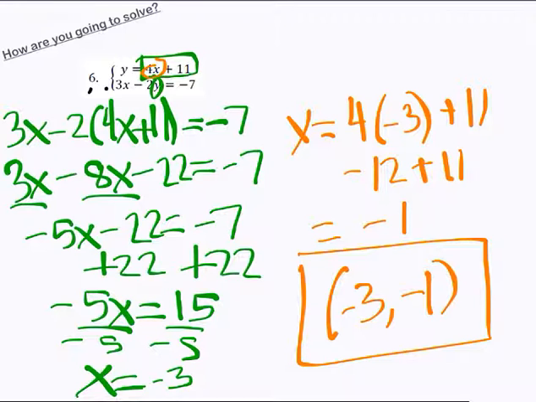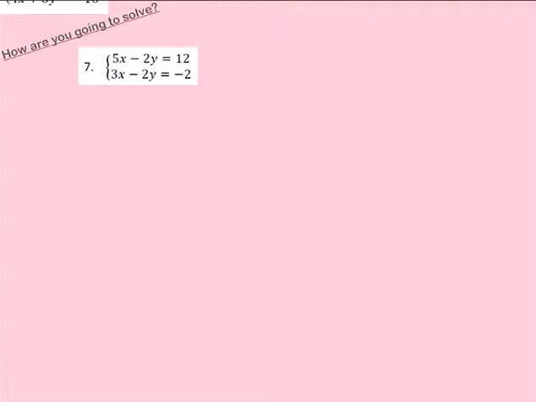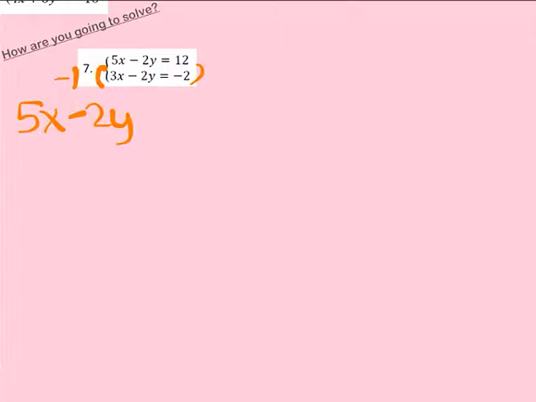Okay? Moving forward, let's take a look at number 7. I see on number 7 that I have things in standard form and that I have the same number with opposite signs. So to me, what I would want to do here is use elimination, but I need to make them opposite. So I'm going to take maybe just this bottom one and multiply it by a -1. So that's going to become 5x minus 2y is equal to 12.